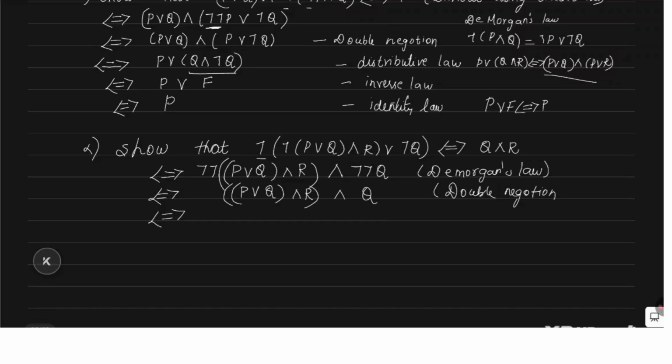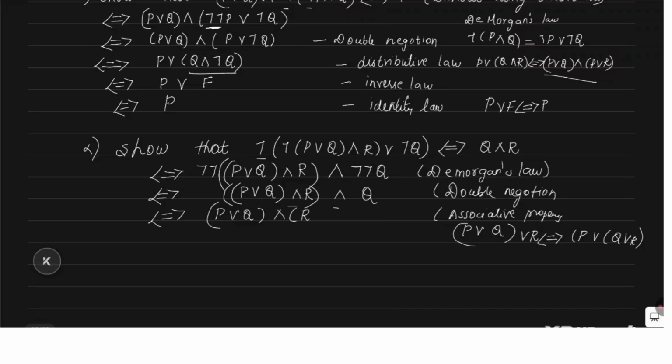So now we are going to use the associative property. What is associative property? You have P or Q or R, which means you can change the bracket and write it as P or (Q or R). Here again it is and, and we are just going to change the bracket and write it as (P or Q) and (R and Q).